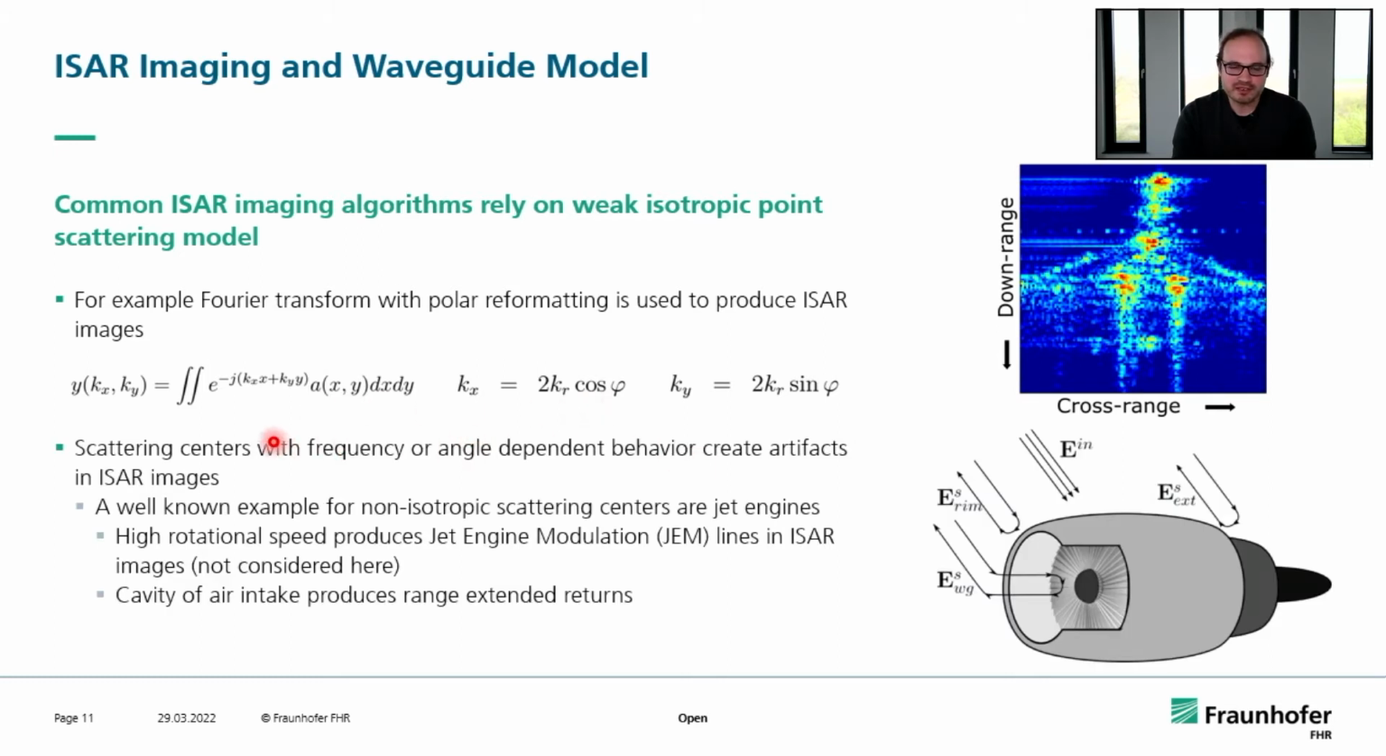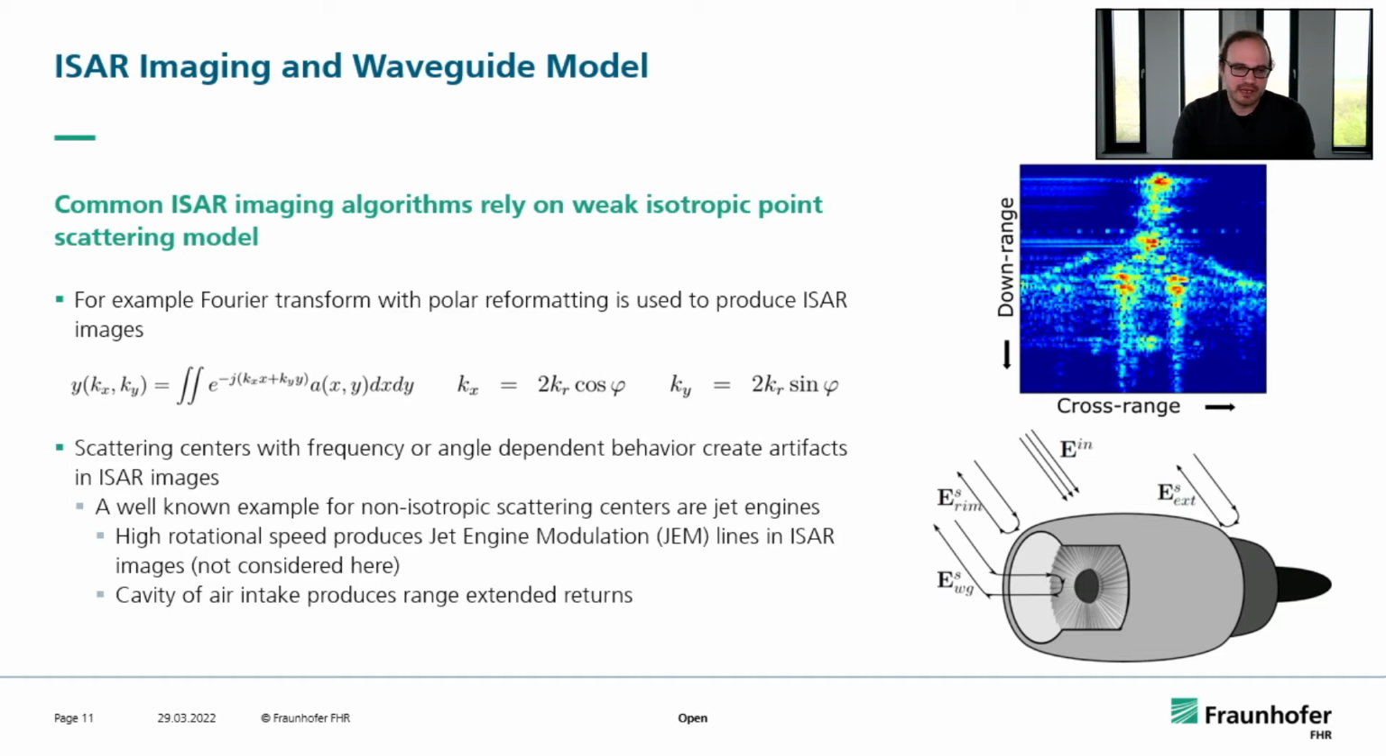The point is that our signal relies on the so-called weak isotropic scattering centers. That means that the scattering centers don't change the waveform in the end. They are frequency independent, and in all directions they have the same echo. This is not true for some scattering centers, and jet engines are one example of these.